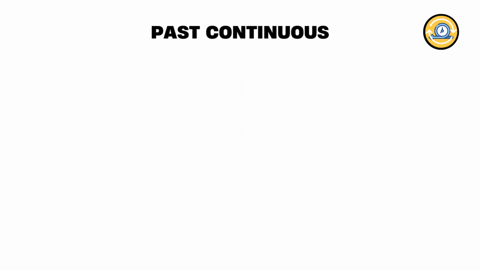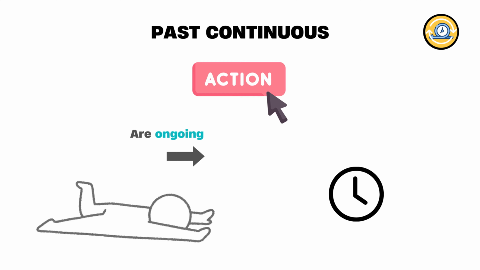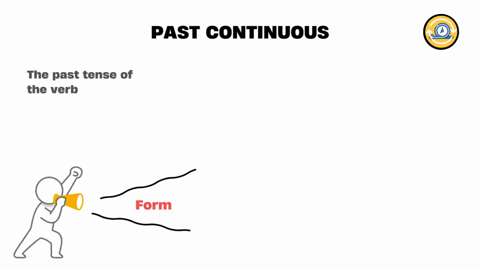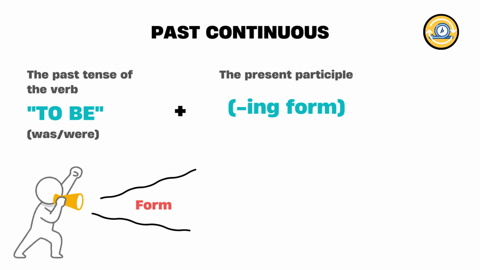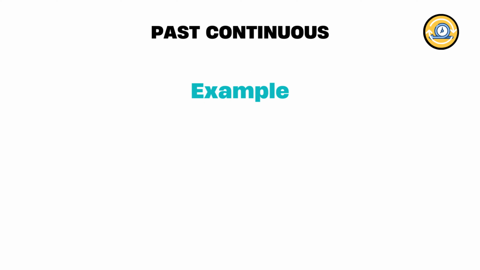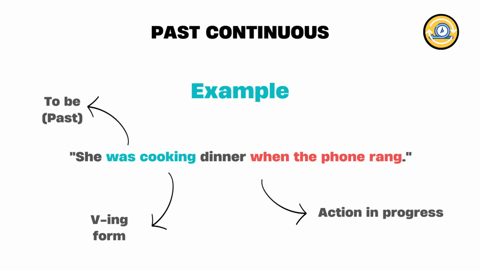Past continuous describes actions that were ongoing or in progress at a specific time in the past. It is formed using the past tense of the verb to be, was or were, plus the present participle, -ing form, of the main verb. Example: she was cooking dinner when the phone rang.